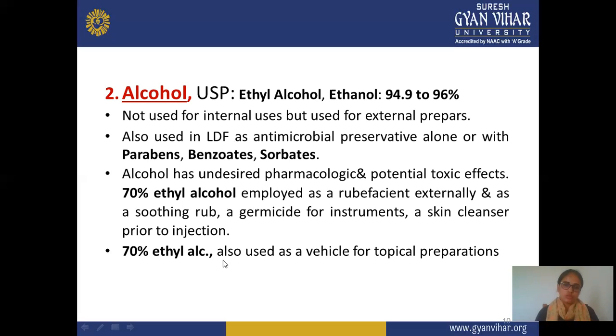So this alcohol is used as a germicide for your instruments, for cleansing purposes, or as a skin cleanser. It is also used prior to injection, when you sterilize a particular instrument or surface, or for sterilizing and cleansing your skin before giving an injection at that particular site. And 70% ethyl alcohol is also used as a vehicle for topical preparation. Topical preparation is also an external formulation. So mainly in topical, or external, formulation, alcohol is largely used, up to 70% ethyl alcohol.